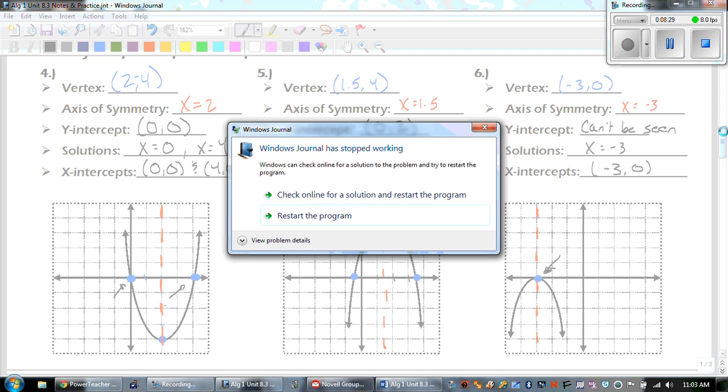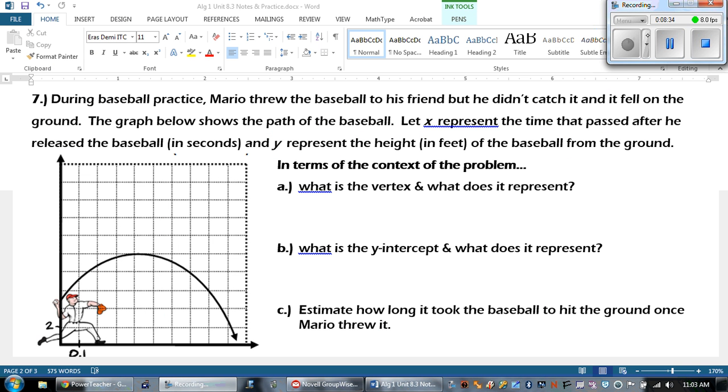Okay, let's go ahead and flip it over. We're going to go ahead and pause this real quick. Okay, so during baseball practice, we're working on the word problems now. During baseball practice, Mario threw the baseball to his friend, but he didn't catch it and it fell on the ground. The graph below shows the path of the baseball. Let x represent the time that passed after he released the ball in seconds, and y represent the height in feet of the baseball from the ground. So, in terms of the context of the problem, what is the vertex and what does it represent?